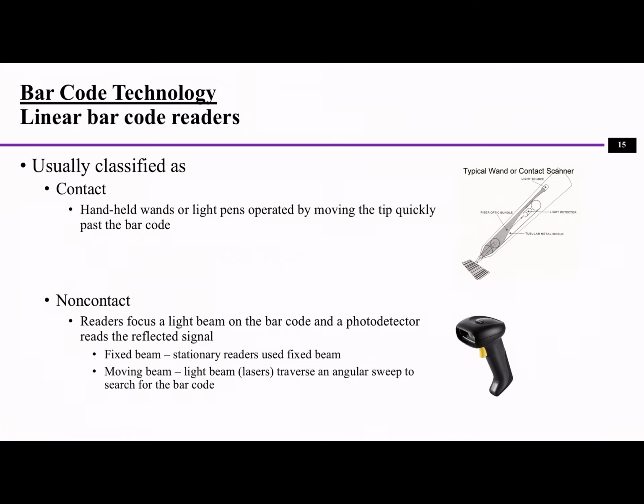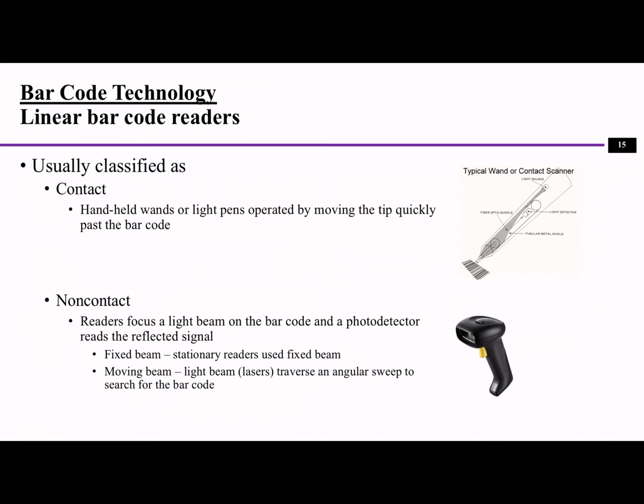And for reading a linear barcode, we can use contact ones and also some non-contact ones. For the contact ones, basically you can use wands or light pens, right? By moving the tip across the barcode, and they will read the information. Well, the non-contact one just uses a light beam that goes across the barcode and scans it.